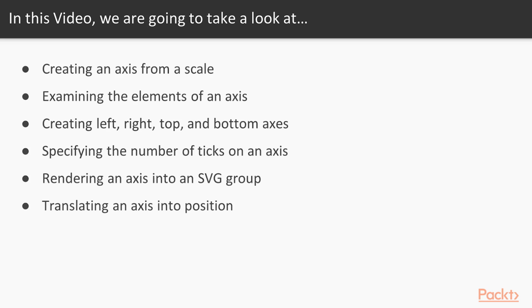Welcome to the first video of this section, Drawing Axes. During this video, we're going to cover a number of topics. We'll start with the basics of creating an axis from a scale. We'll look at the SVG that was created by D3 for the scale, and we'll learn how to create axes that can be placed on both the left, right, top, and the bottom of our visualization. We will examine how to render the axis into an SVG group and how to transform that group to position the axis in the appropriate location. And we will also look at how we can control the number of ticks that are rendered along an axis.